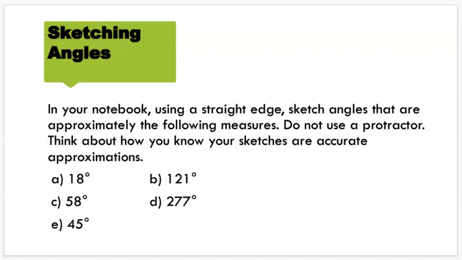What previous information could you use that would help you draw those? How about 121 degrees? Or 58? Or 277 degrees? Or 45 degrees? After you sketch them without using a protractor, measure them, see how accurate you were. Are you able to mathematically justify how you drew your picture? This is a great activity for students to make sure they're understanding what degrees are measuring and what angles look like.